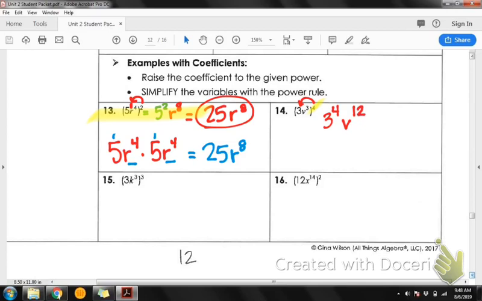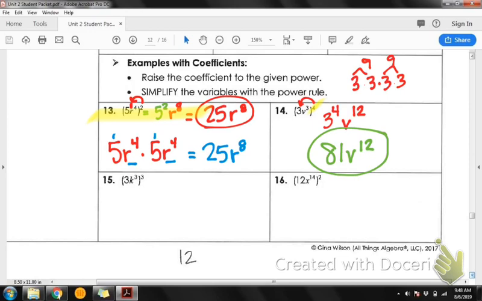Now, we're not going to leave it as 3 to the 4th because we can figure out what that is. So do a little math. What is 3 to the 4th? Write it down on your paper. I hear an 81. Anyone agree with that? 3 to the 4th is 81? This is 9, right? And then this is 9. 9 times 9 is 81. So we have 81 v to the 12th.